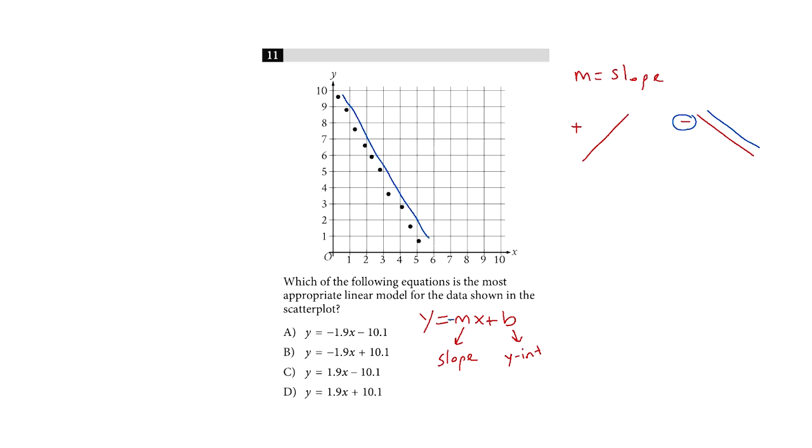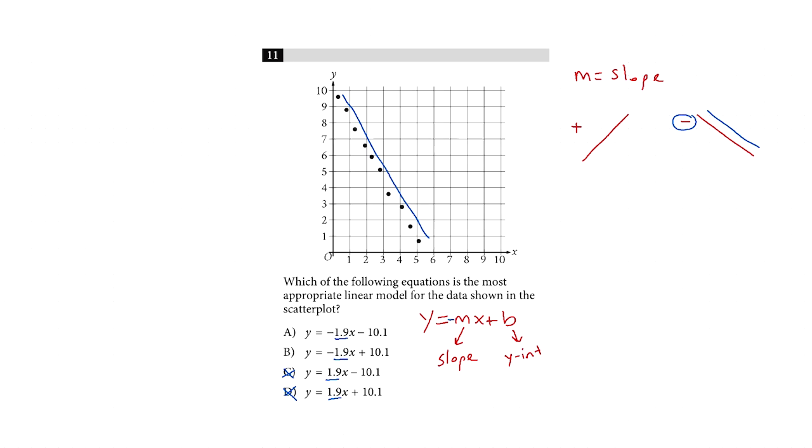So whenever I go to my answer choices, this is 1.9 and negative 1.9, which is my slope. Which one is negative? A is negative, B is negative, C is positive. You can eliminate impossible answers. Here the m, which is the slope, is positive, which is an impossible answer. So I simply eliminated two answer choices. So I have answer choice A and answer choice B. The slopes are negative, the same.